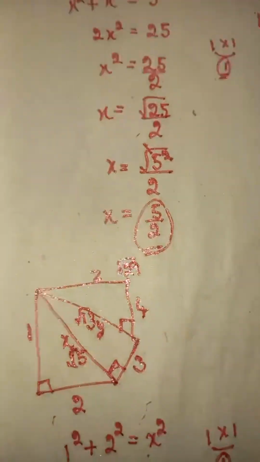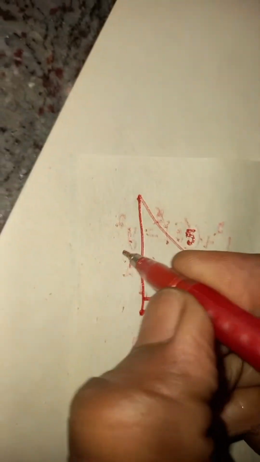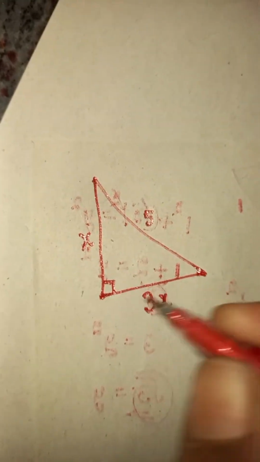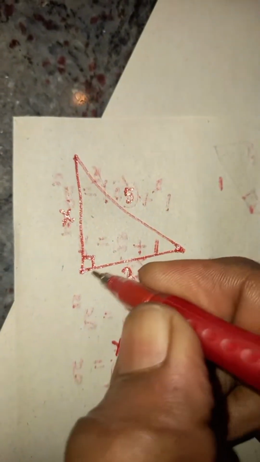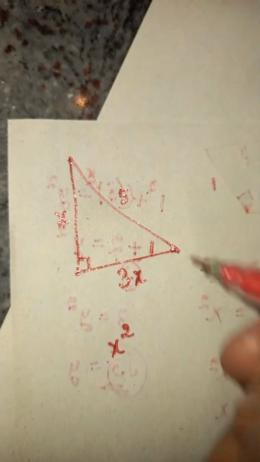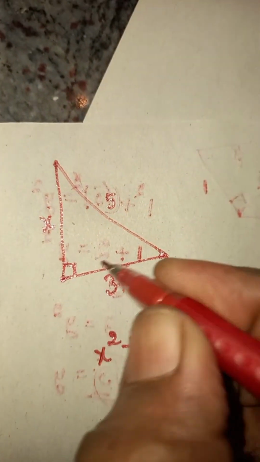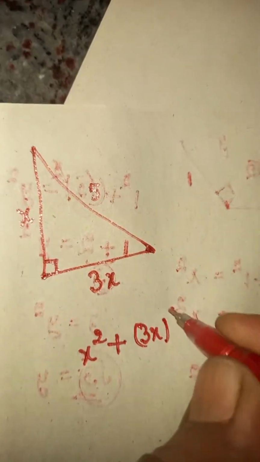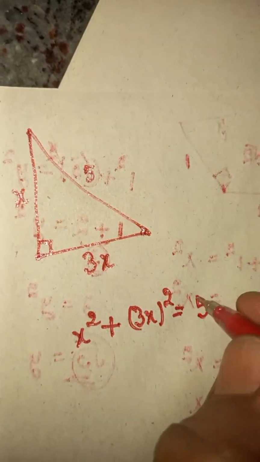At last, one more problem. Here you need to find the different sides. Here they give it like this, in this right triangle, this side length is 5 units. You need to find the values of x and 3x, these two side lengths. You can start by doing that. This side length square plus this side length square gives hypotenuse square, that is the Pythagorean theorem. This is x square plus this side length, which is 3x, so 3x whole square, which is equal to, this is the hypotenuse, that square will be 5 square.